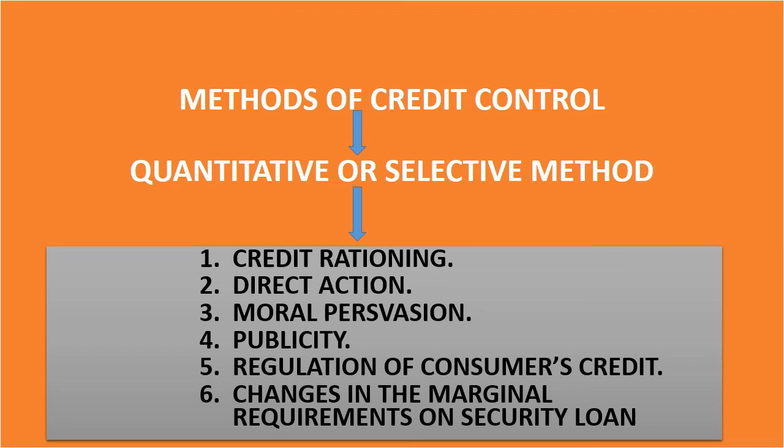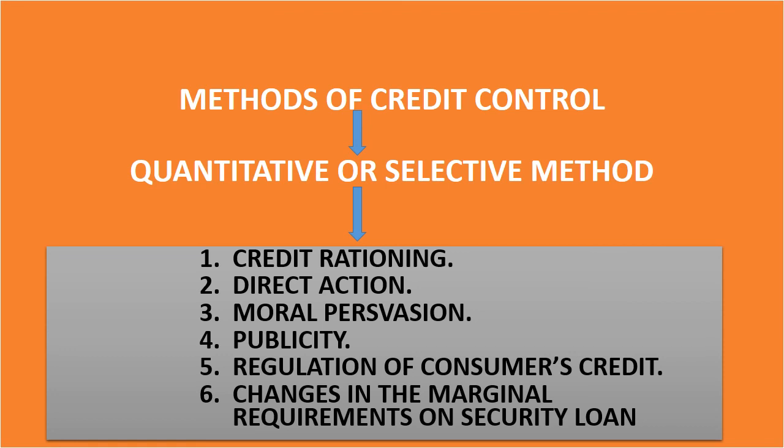Fifth one is regulation of consumers' credit. Under this method, consumers are given credit in a limited quantity and the period is fixed at 18 months. Consequently, credit creation is expanded only within the limit. This method was originally adopted by the USA as a protective and defensive measure. Thereafter, it has been adopted by various other countries.